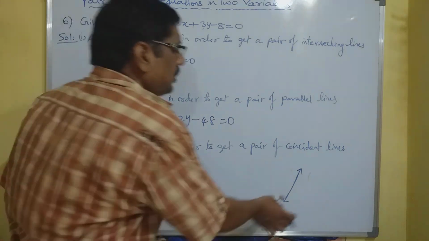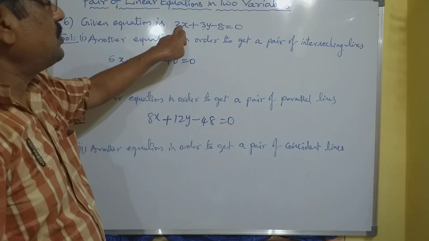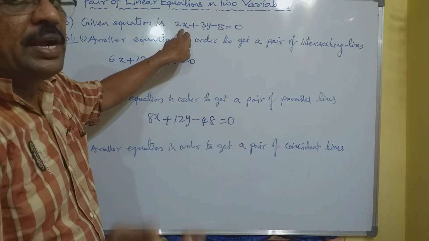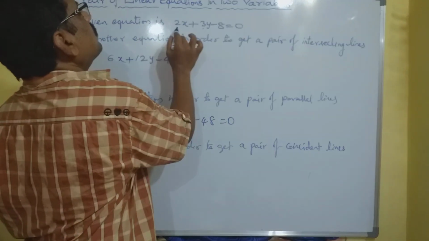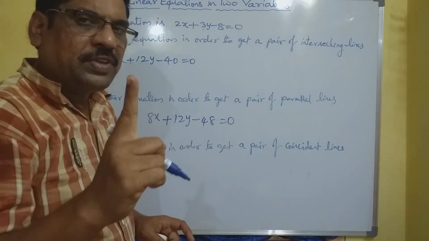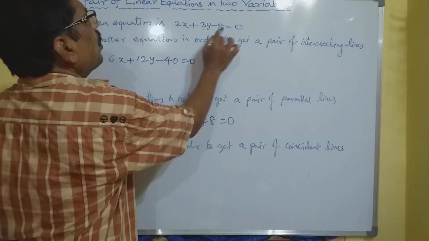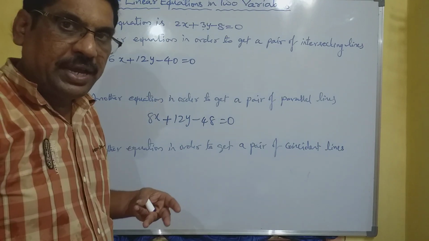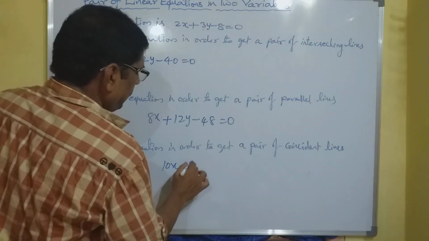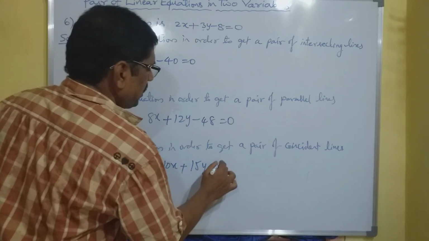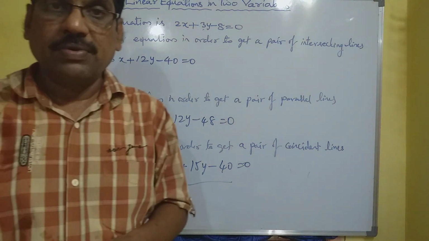Like that, if you want to get coincident lines, one equation is already given. How will you get the second equation? For that you need to multiply all three numbers 2, 3 and minus 8 with the same number. Whatever number you take, multiply all three with it. For example, if I take 5, 5 times 2 is 10x, 5 times 3 is 15y and 5 times 8 is 40. So we will get equations like this.